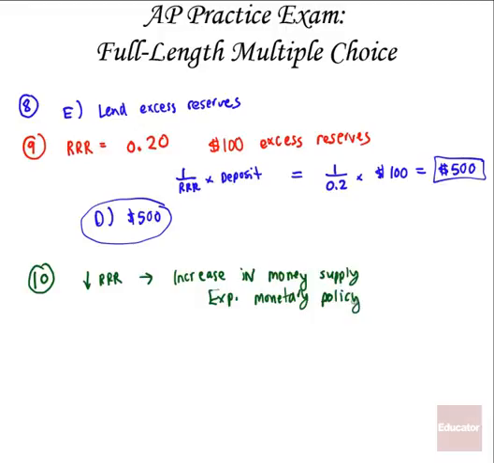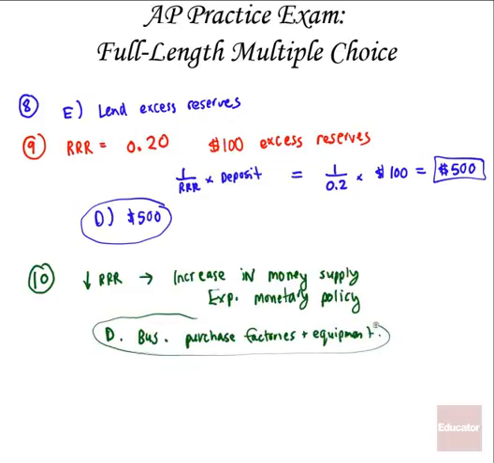So this is not going to cause imports to rise. Exports are going to rise. Rate of savings, that's not going to increase the rate of savings. Unemployment and inflation, they're both not going to increase. Unemployment is actually probably going to decrease. But with the lower interest rates, with the lower reserve, more money supply, as a result, businesses are definitely going to purchase more factories and equipment. Okay, so the answer number 10 is going to be D.